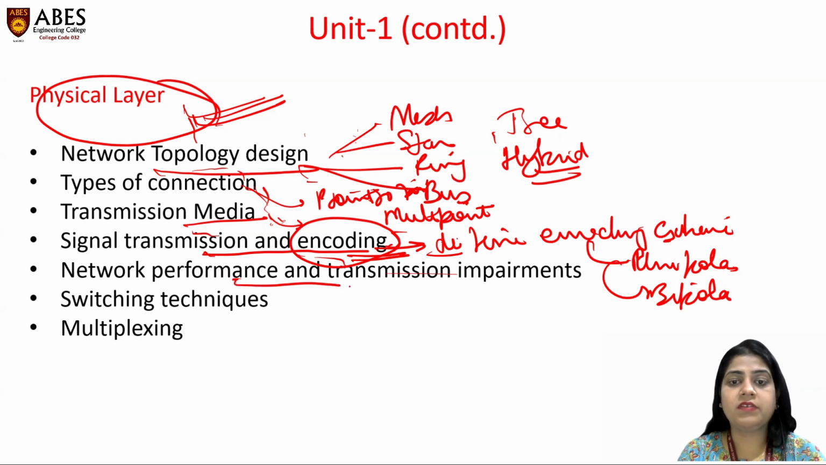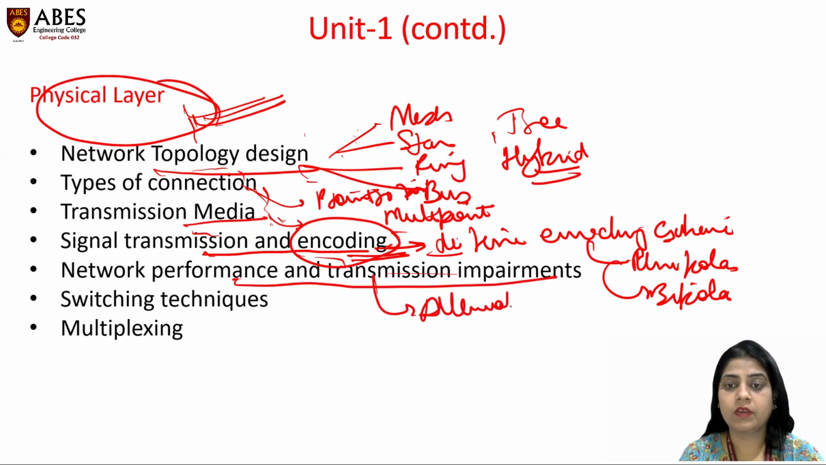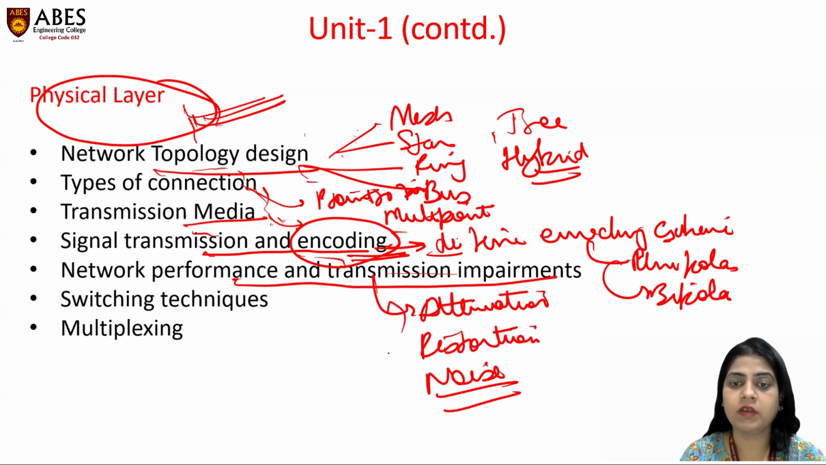Then network performance and transmission impairments like attenuation, distortion, noise. We will study about this and see some numericals on this topic.